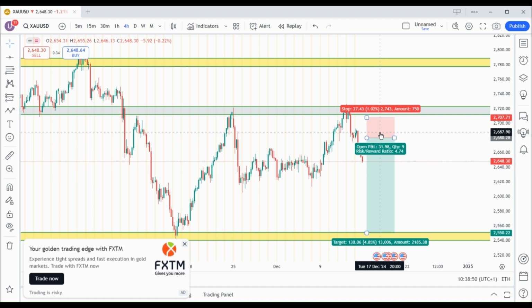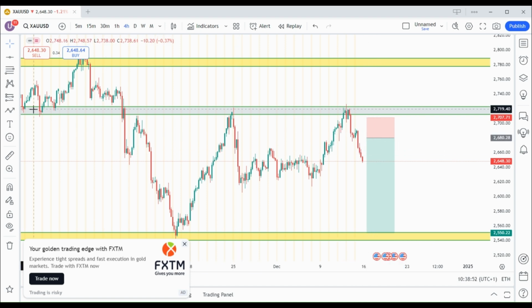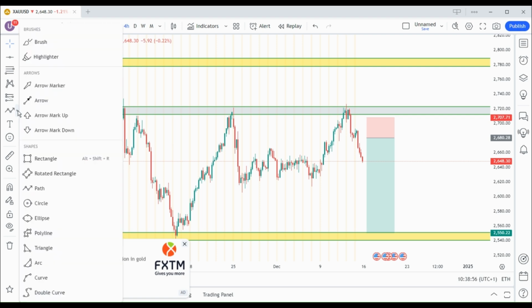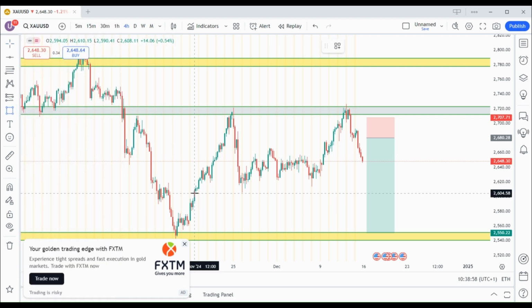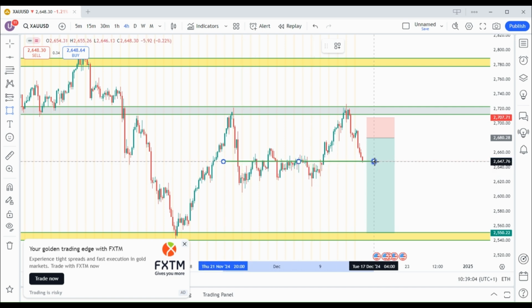But if price fails to pull back to this zone, we'll do what? We'll allow price to break this zone. Let it break and close below this zone, because this zone is also another support level. I expect this price to retrace back. Okay. This is another support level. It's a mini support level.